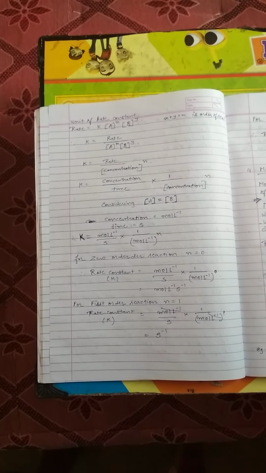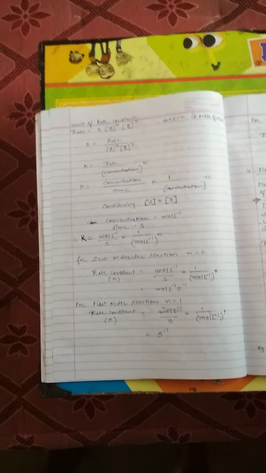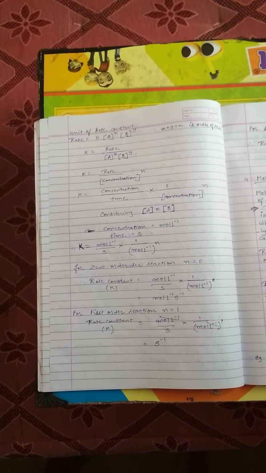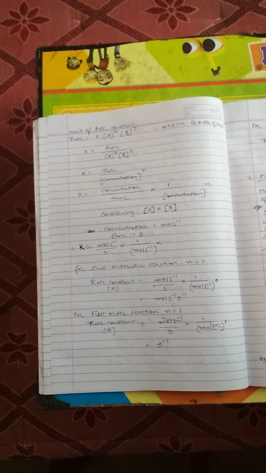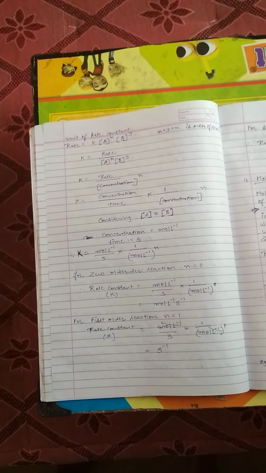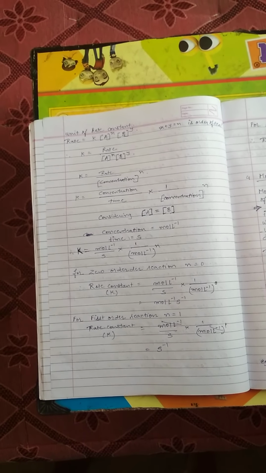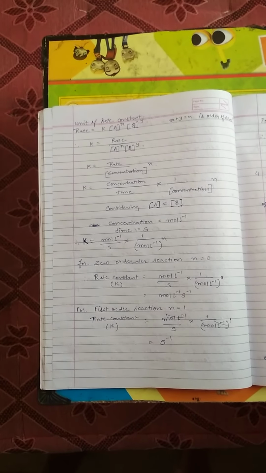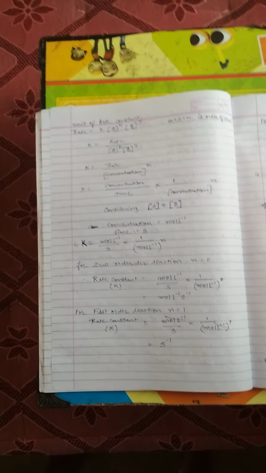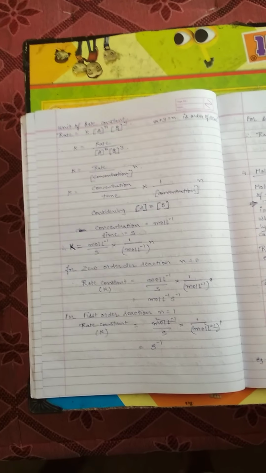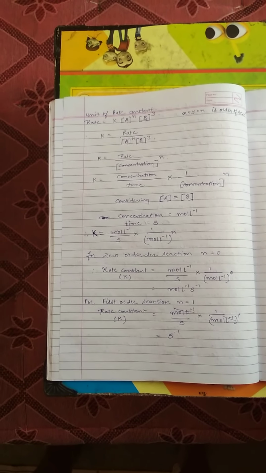So if N is equal to 0, then for a 0 order reaction, let's check what the unit can be. For a 0 order reaction, the unit can be mole per liter upon seconds into 1 upon mole per liter, the whole to the power 0. When the exponent is 0, as per the law of indices, this is equivalent to 1. Therefore the unit for 0 order reactions will be mole per liter upon seconds. We can always write this as mole per liter per second. That becomes the unit for 0 order reactions.